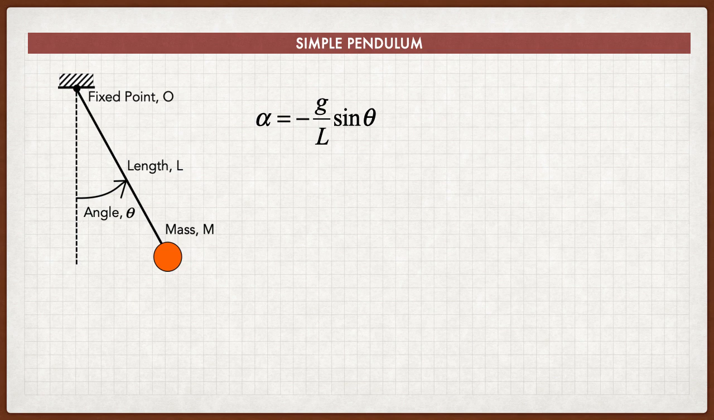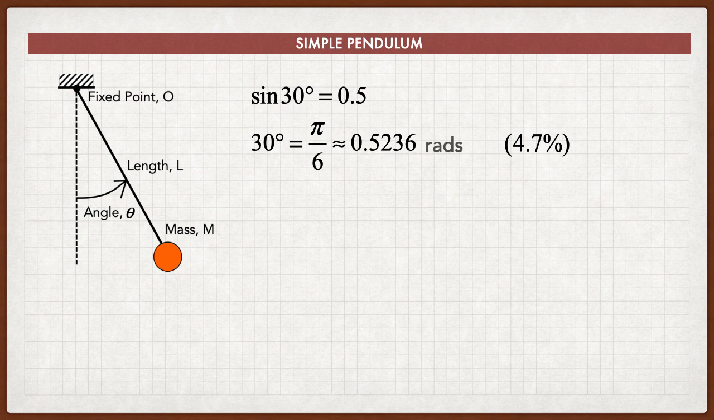Let's try a few values. Sine of 30 degrees, you should know this one, 0.5. 30 degrees is pi over 6 radians, approximately 0.5236 radians. What's the percent error in using 0.5236 for sine of 30 degrees? 4.7%. Okay, not great, but not terrible.